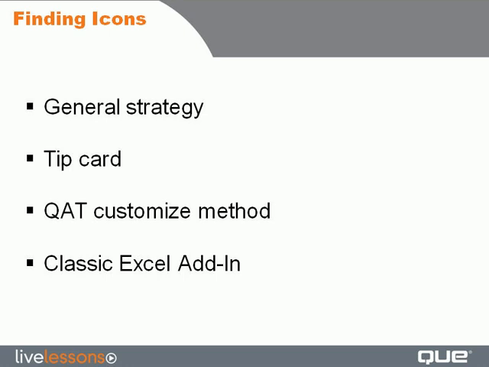In this lesson, we'll take a look at a general strategy for finding icons on the new Excel 2007 ribbon. I'll show you my tip card that will map the old items to the new items. We'll take a look at, if you're completely desperate, how to use either the Excel 2003 menu or the Quick Access Toolbar Customize dialog box to find the command. And we'll take a look at the Classic Excel menu add-in.